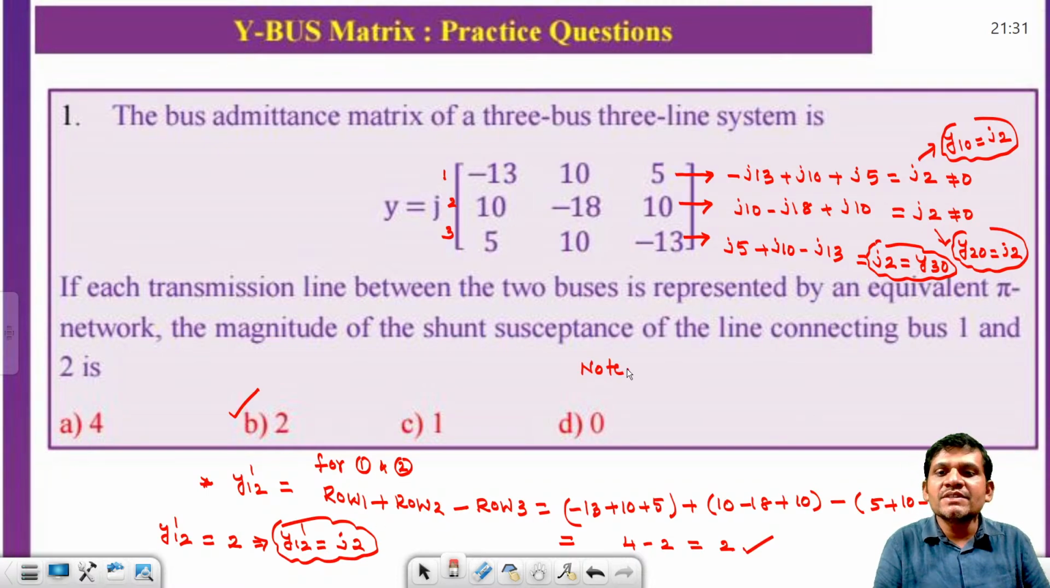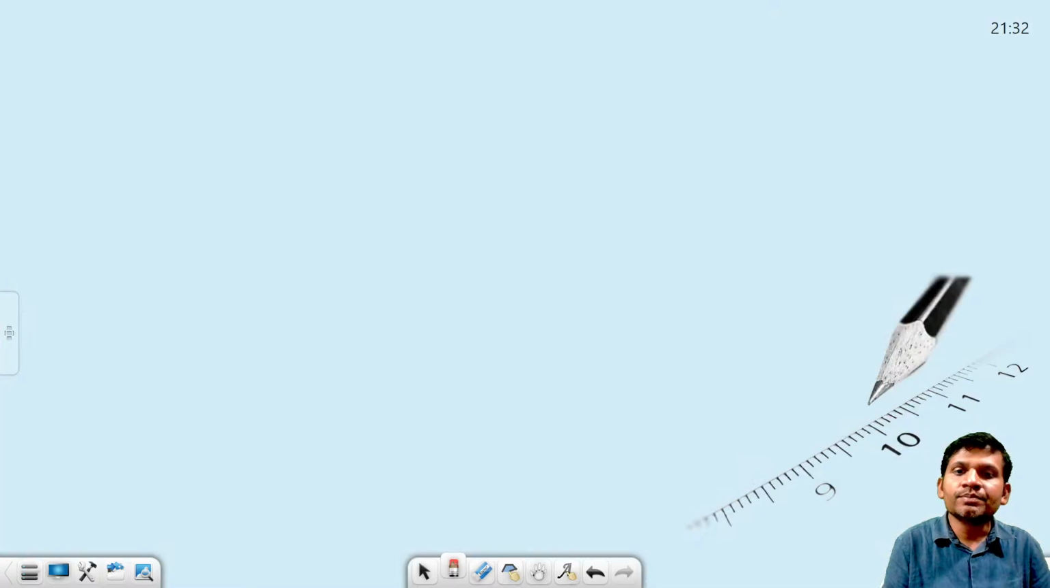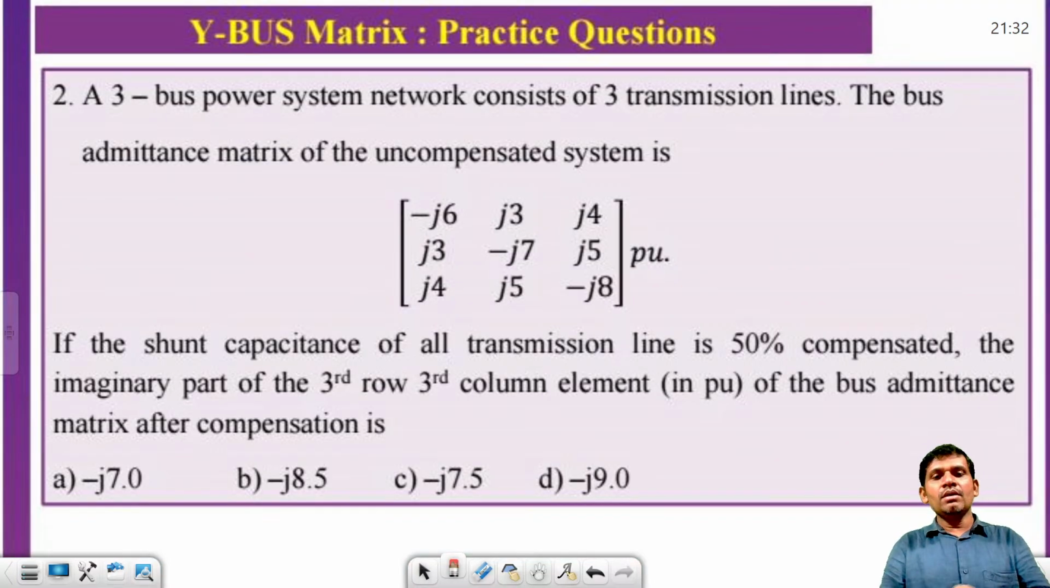If, for example, the same question is asked for 1 and 3, then what is the shunt element? Y13 dash can simply be solved like this, friends: row 1 plus row 3 minus row 2. Like this you have to calculate the shunt elements connected between the buses. Y13 dash, that is, if it is a pi representation, the magnitude of the shunt susceptance of the line connecting bus 1. Yes, friends. Can anybody answer this question?